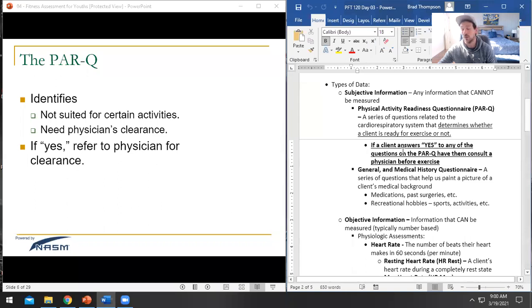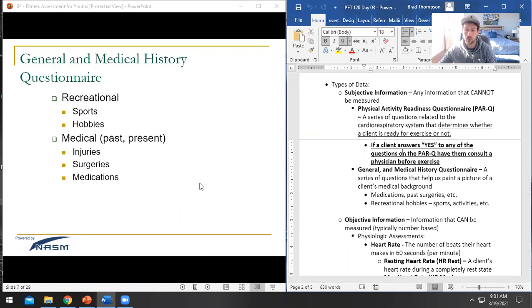So that's your PARQ. And for the most part, your youths are going to say no to everything on this list. Very rarely, in fact, I've never seen it for sure. I can't imagine a client saying yes to it if they're a little youth. So that's your PARQ, really, really important. Always do it.